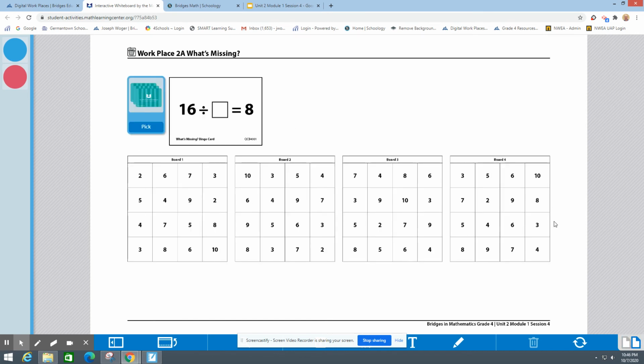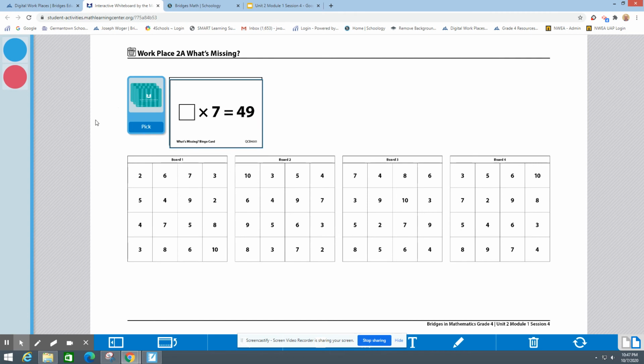If we're going to play as a class, I'm just going to have everybody choose a board, and whoever gets bingo first just yells it out. Normally you play in partners, or in groups of 4 even. Since it's going to be virtual, we're not going to be able to do that. But if you're doing it at home, this would be you and your parent, or maybe you and your brother or sister. So what you're going to do is just pick a card.